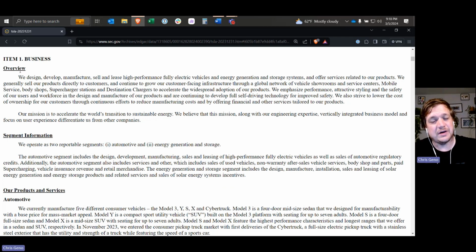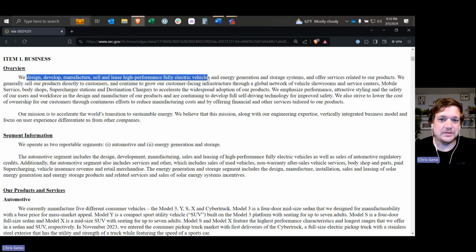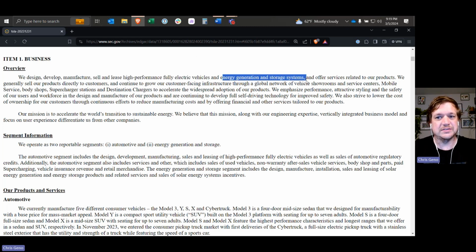These business sections often give you a lot of information about the business itself. It tells you what they do. It tells you a lot about how they look at that information, as well as what they're selling or what types of products they offer. So you can see that they design electric vehicles. This is the stuff that most people know about. But what you may not know is that they also sell energy generation and storage systems.